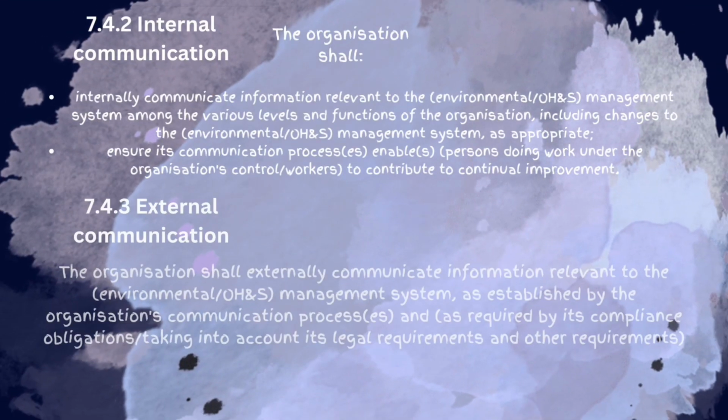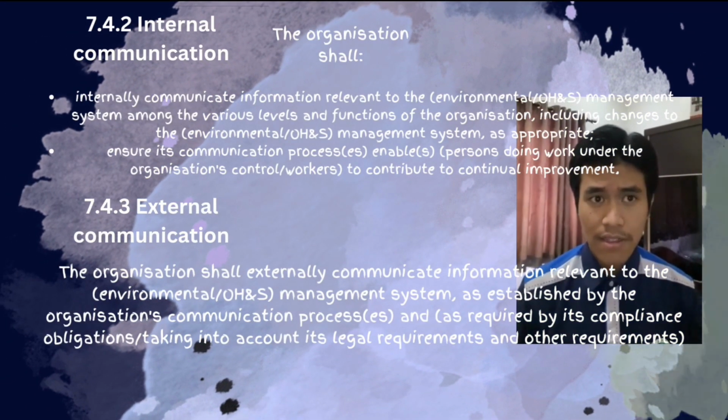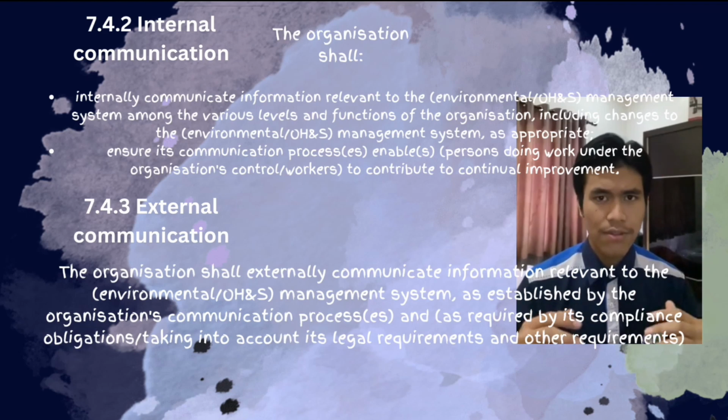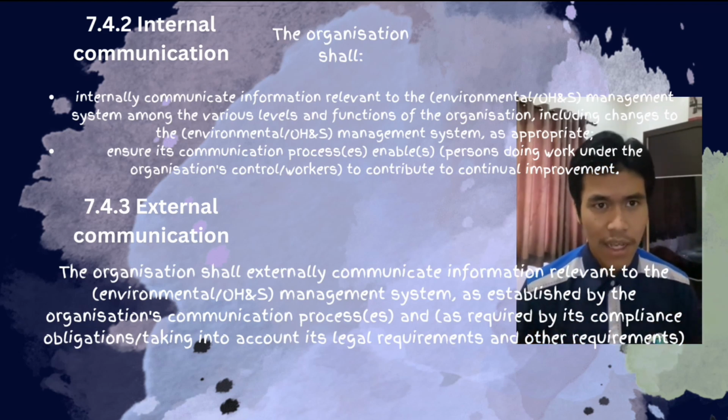Both ISOs have a similar subclause, which states that the organization shall internally communicate information relevant to the management system among various levels and functions of the organization, including changes, and then ensuring its communication process enables people or workers to contribute to continual improvement. For external communication, the organization shall externally communicate information relevant to the management system as established by the organization's communication process.